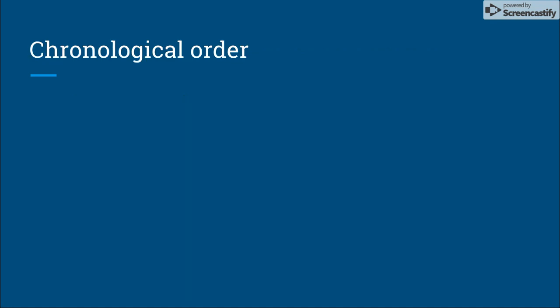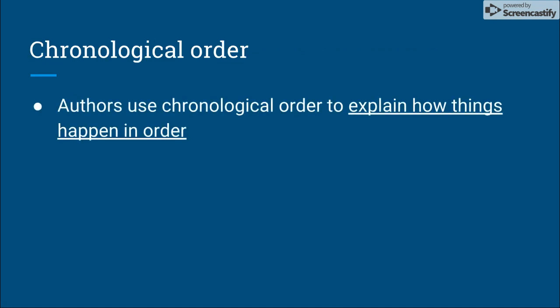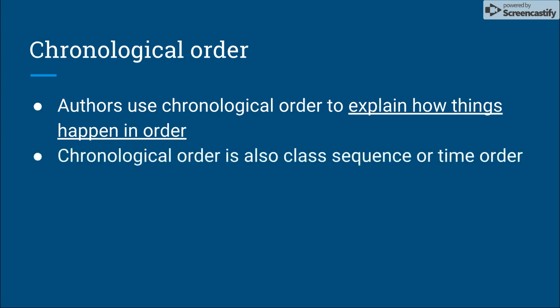All right, so chronological order. Authors use chronological order to explain how things happen in order. All right, so it's a list of things and when they happen. Chronological order is also called sequence or time order, so like events in history or what happens next, explaining the time order of something.